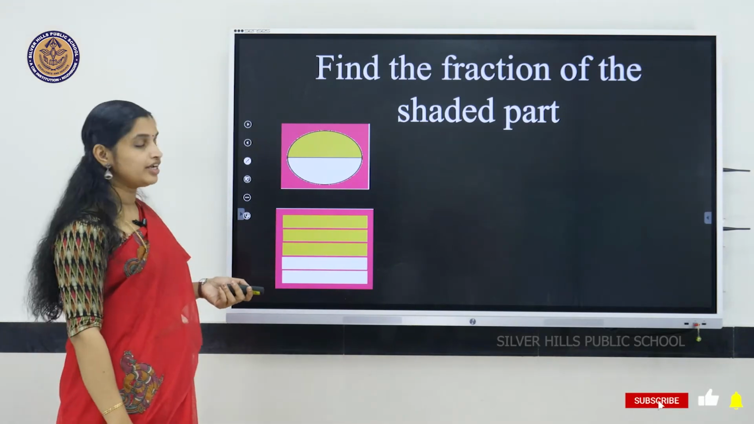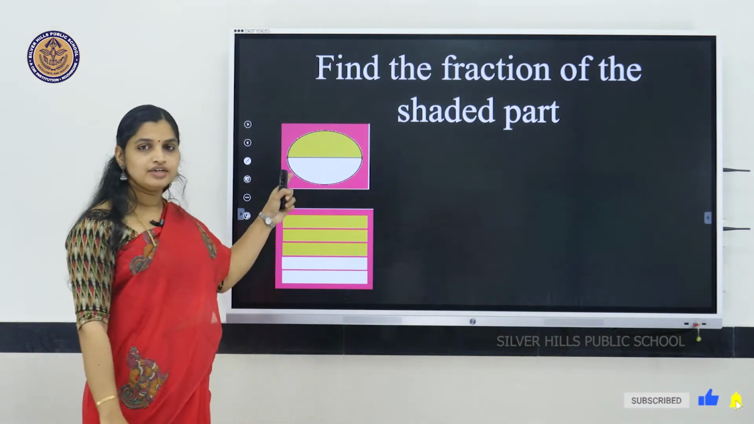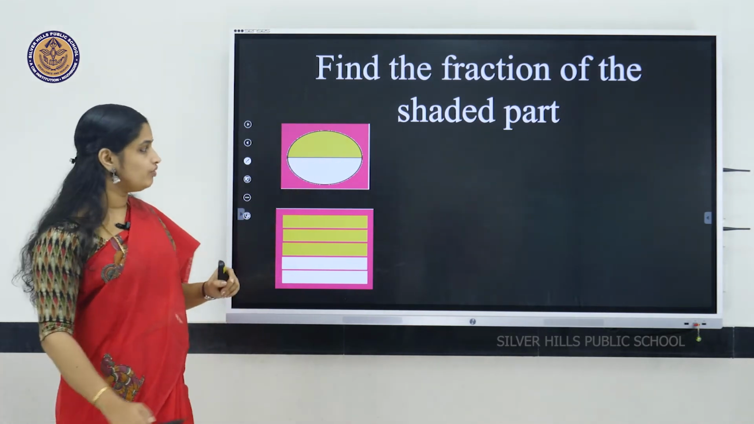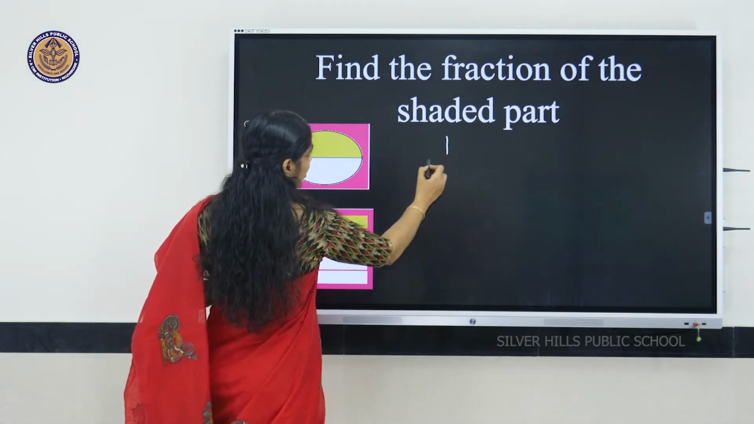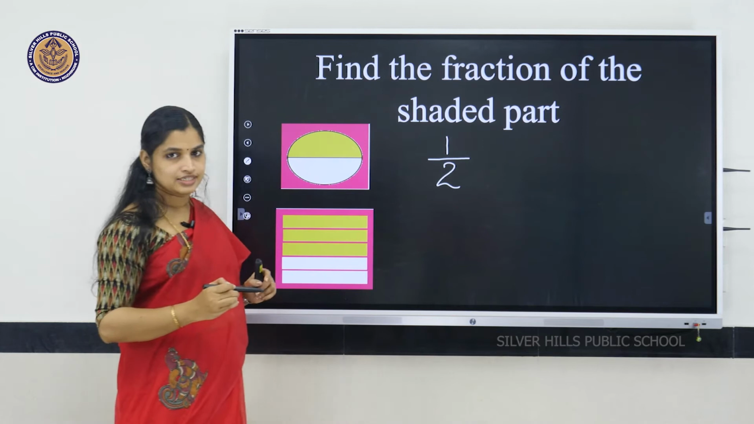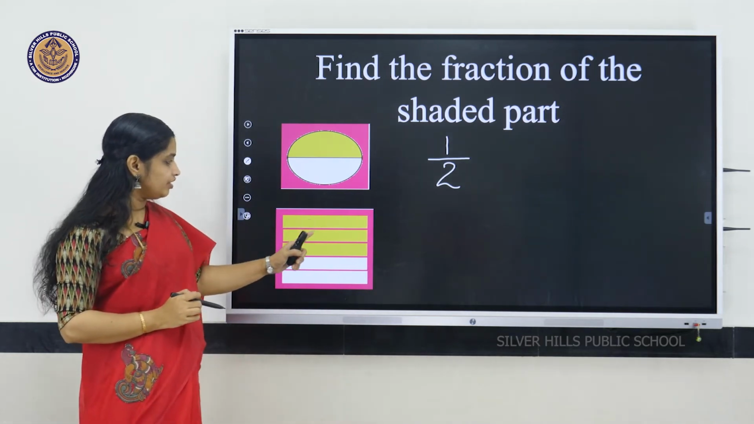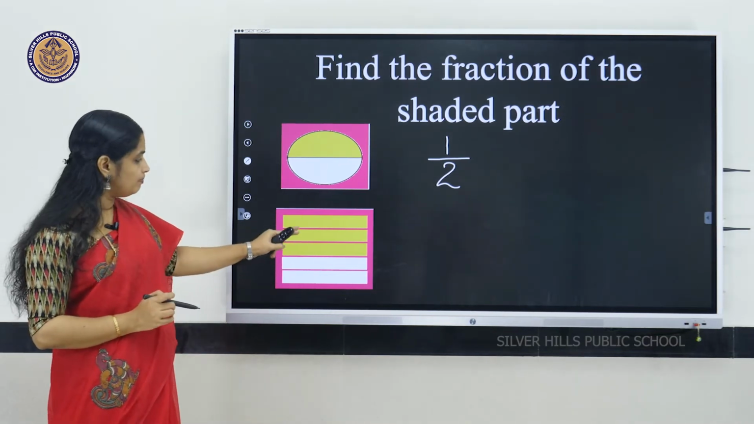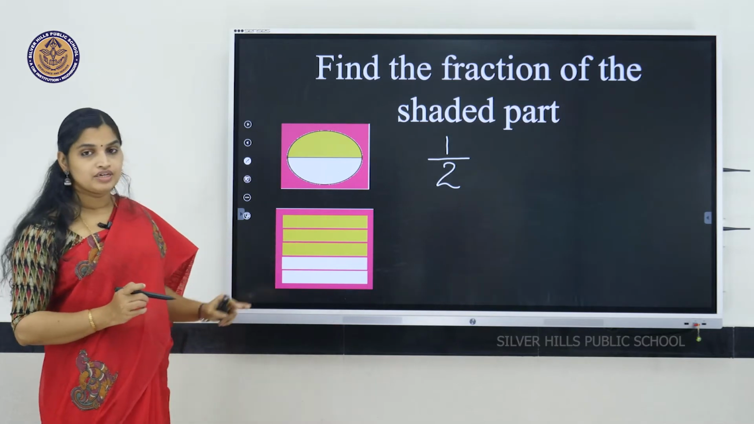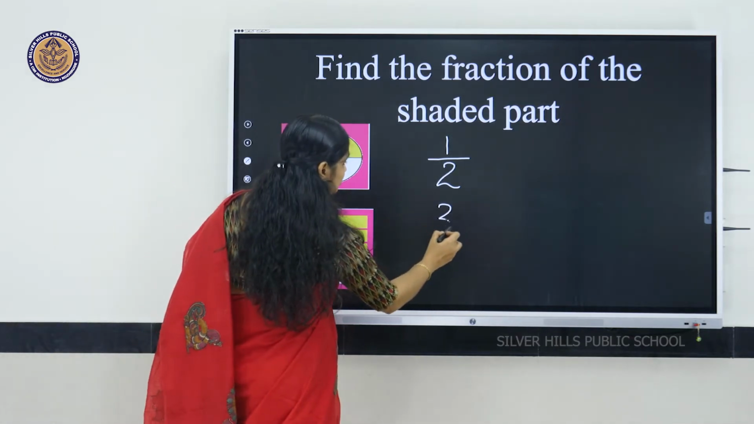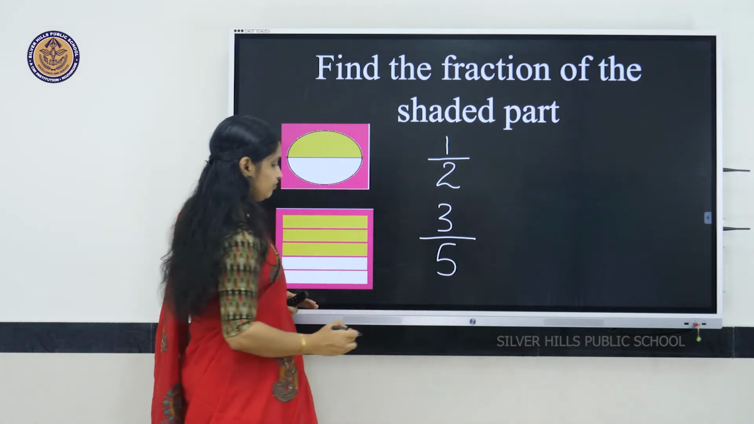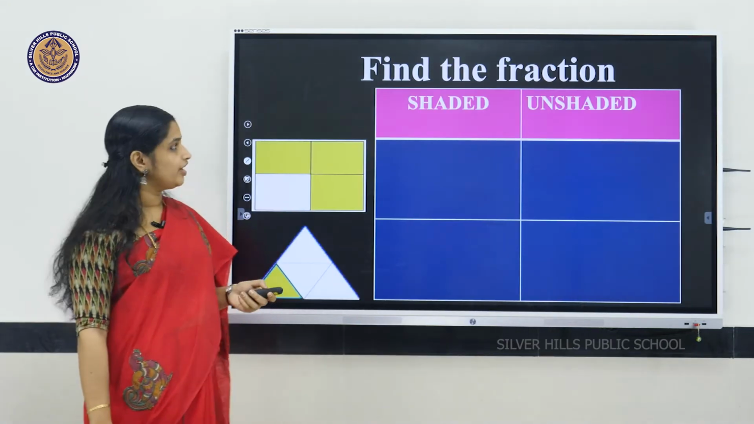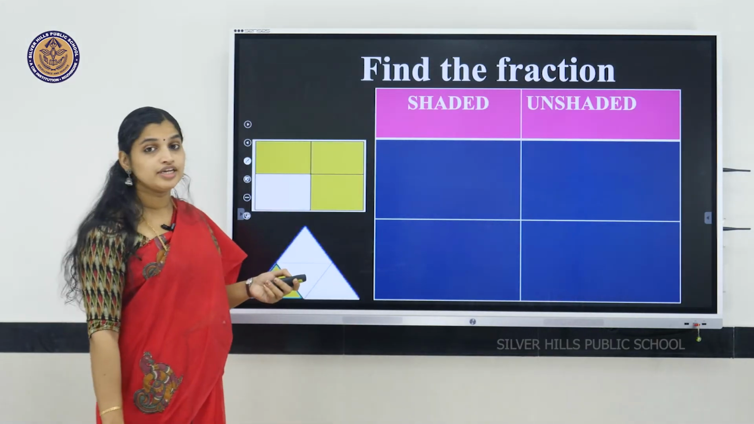Now we are going to find the fraction of the shaded part. Here you can see a circle. Circle is divided into 2 equal parts and one part is shaded. So how can we write the fraction? 1 out of 2 equal parts. Now see the next figure. Here the rectangle is divided into 1, 2, 3, 4, 5 equal parts. And how many parts are shaded here? 1, 2, 3 parts are shaded. So how can we write the fraction? 3 out of 5.